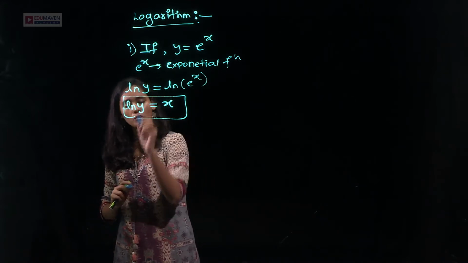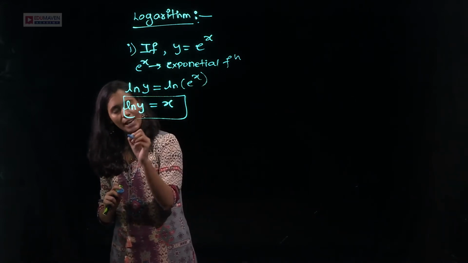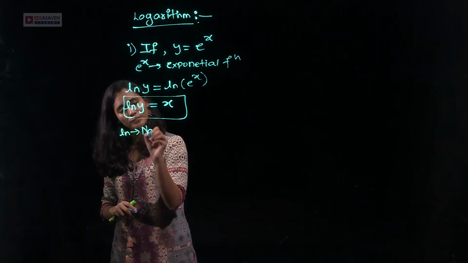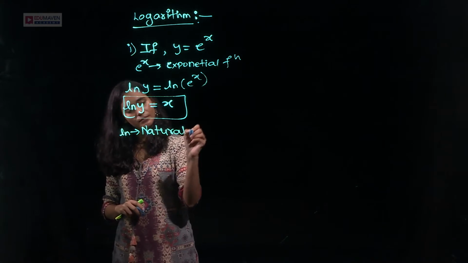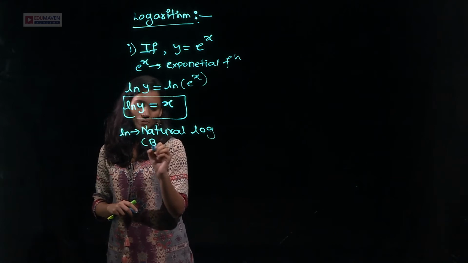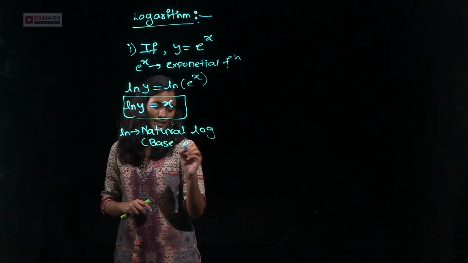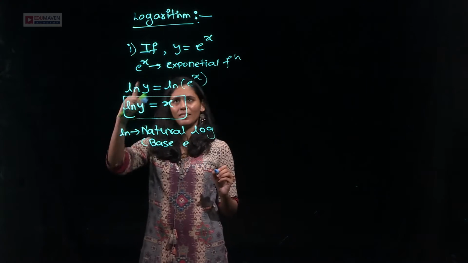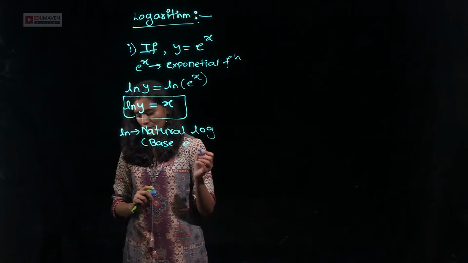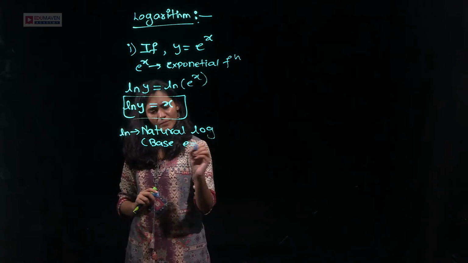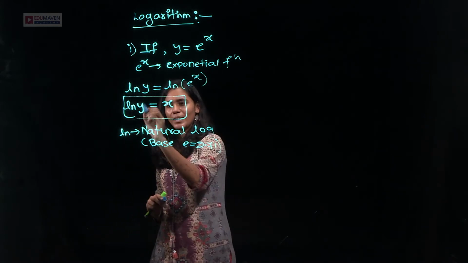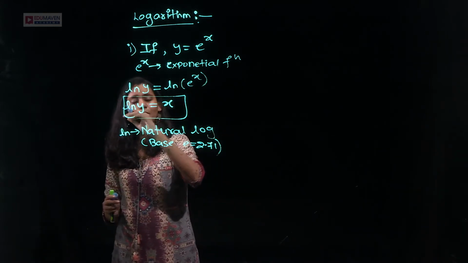Now further, how to read this? This is ln of y, or we can say ln is nothing but the natural log. So when we say natural log, that means the base is what? E, where E is the exponential value, and it has a value of something like 2.71. But you need not remember this value, just that you need to know how to pronounce this.